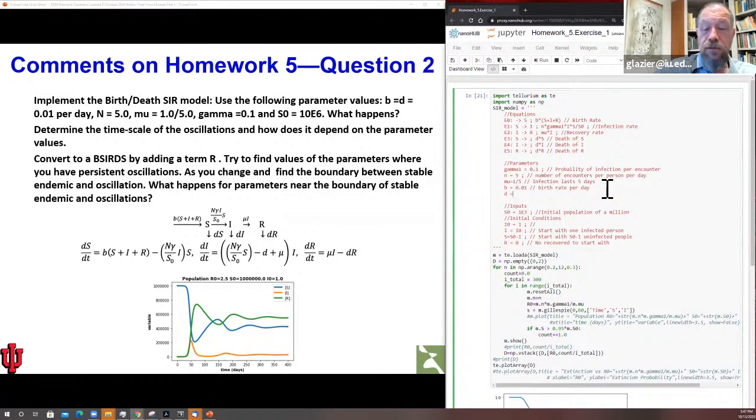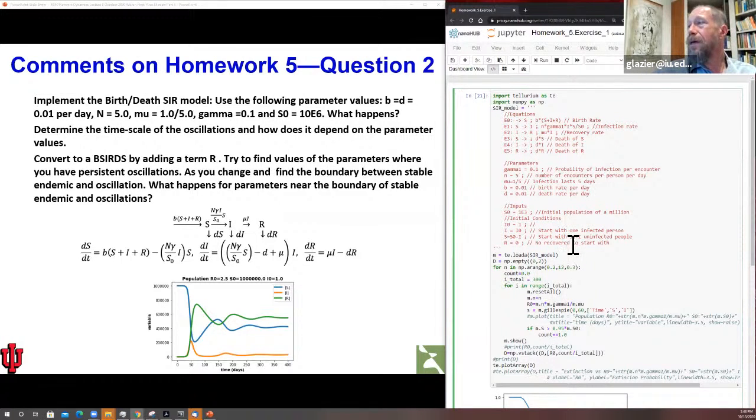And then a death rate, which I also set to be 0.01. Which is also crazy because it means your mean life expectancy is 100 days. So I don't know what kind of animal that could be. Maybe a possum, but definitely not a human.